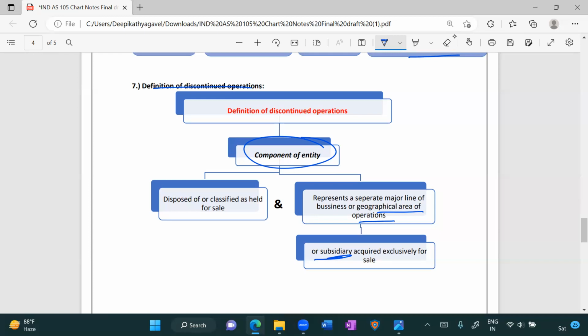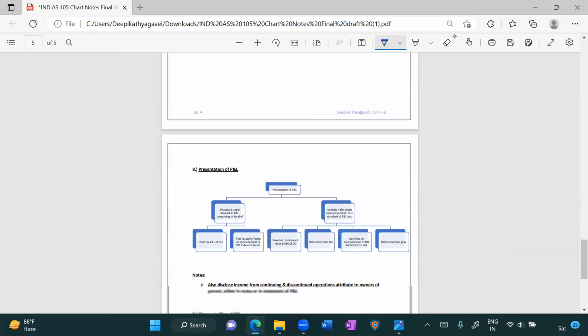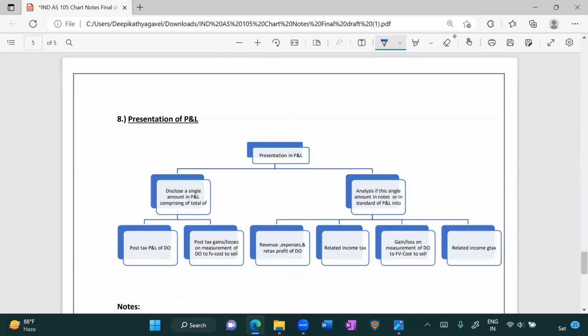Or you are disposing of a subsidiary that was acquired exclusively for the purpose of sale. In case these are there, it will be considered as discontinued operations. If you're planning to dispose of your subsidiary which was exclusively purchased with an intention to sell, or your major line, or you're planning to sell it in the near future, or geographical operations-wise you're planning to classify an area, then it will come under discontinued operations.